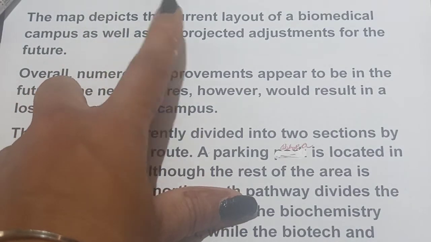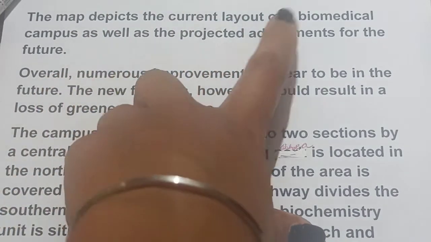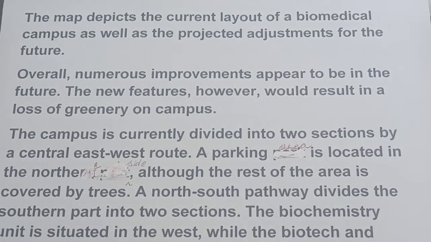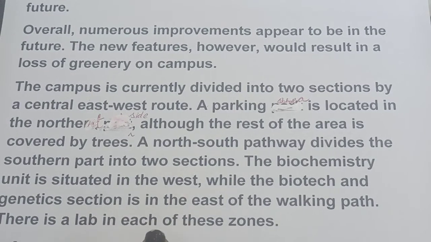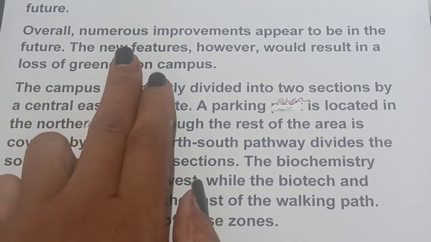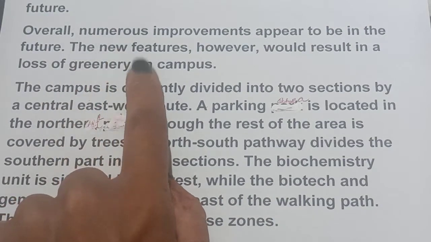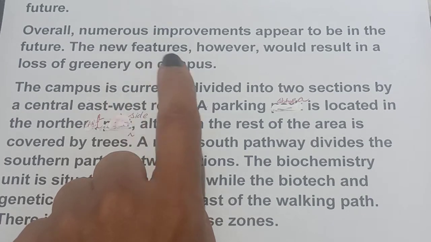So the map depicts the current layout of a biomedical campus as well as the projected adjustments for the future. So what are the plans for the future? We can see in the map. Okay, so it gives the current layout and the future planning. Overall, numerous improvements appear to be coming in future. The new features, however, would result in a loss of greenery on the campus.